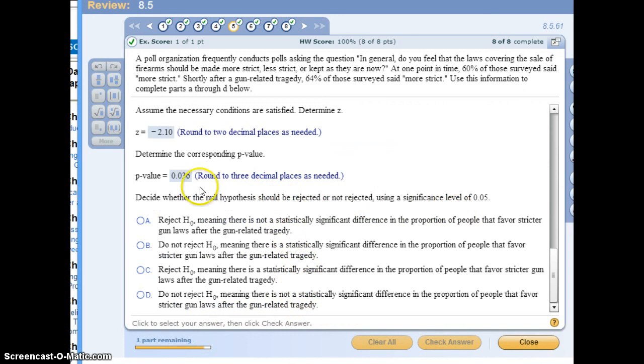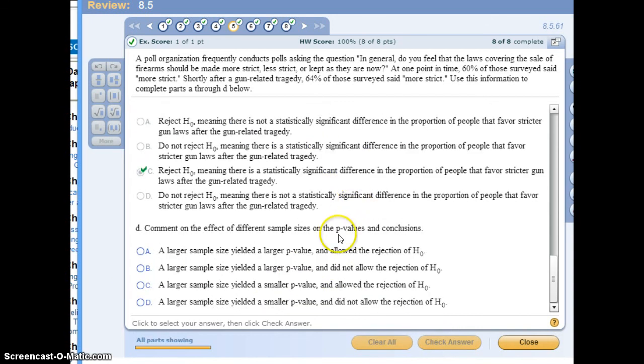So when we compare the p-value to 0.05, we can see that the p-value is slightly lower than the significance level. That's why we reject the null hypothesis, and there is a statistically significant difference. So go ahead and choose C.